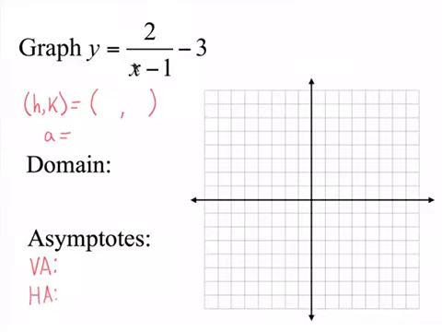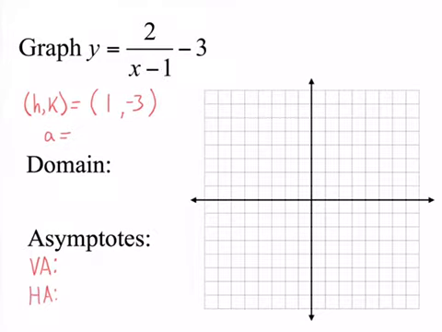So we want to graph this function. I first want to find hk. h is always the opposite of the number next to the x, and k is usually added or subtracted at the end. So hk for this one is simply going to be 1, negative 3. The opposite of negative 1 is 1, so 1, negative 3. And so I'm going to put 1, negative 3 on my graph.